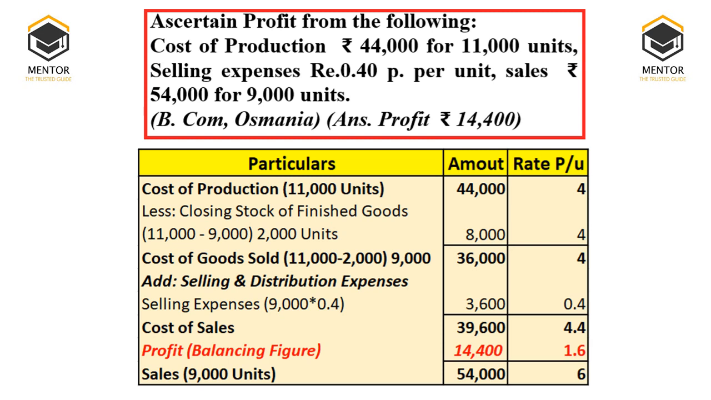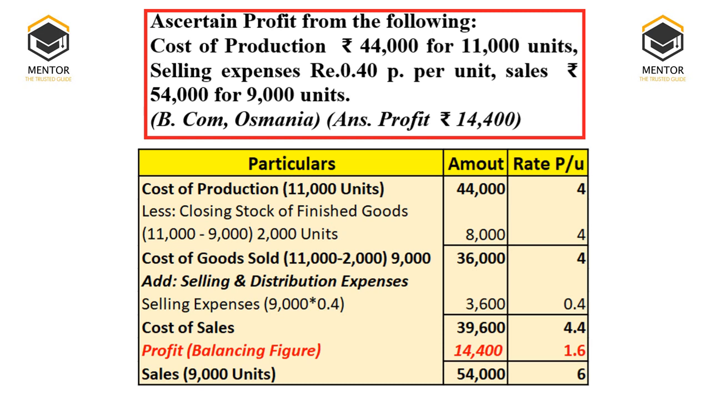And as I have explained just now, out of the 11,000 units manufactured or produced, we are deducting 9,000 units which we are selling off. In the sense, how much are we getting? 2,000 units. So these 2,000 units will be considered as closing stock of finished goods. So this will be deducted. At what price will we take? 4 rupees per unit. So 2,000 into 4 rupees gives 8,000. So the resultant figure we get, 36,000, is the cost of goods sold for how many units? For 9,000 units only, right?